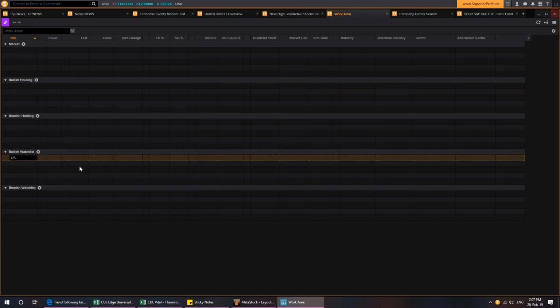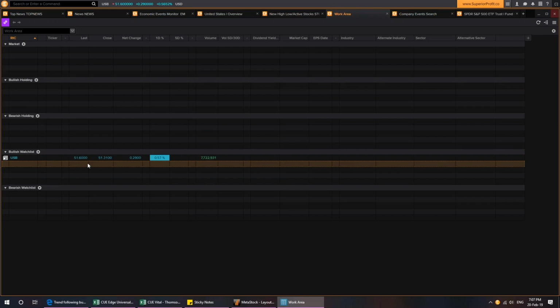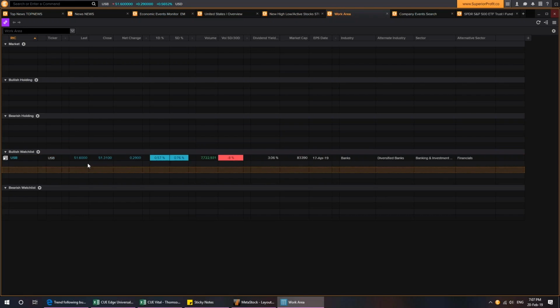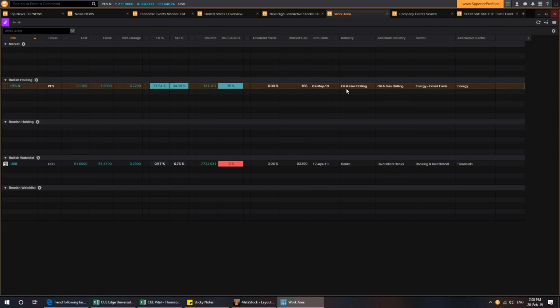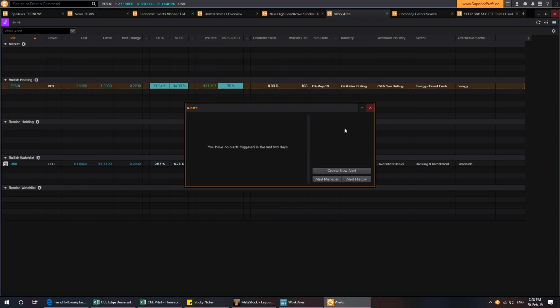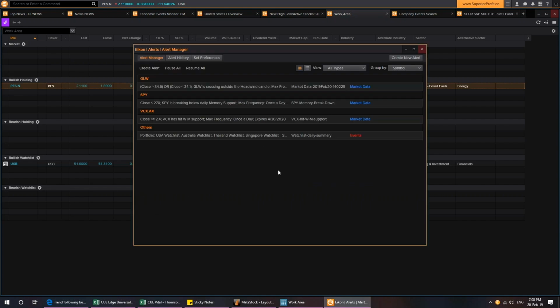So we found USB and PES. If I'm probably going to buy them tomorrow, then I'm going to add them to my bullish watch list. Once I have bought it, I can move it to my bullish holding and track them. How do I track them? I need to place an alert for when to close the stock with profit or with loss, whatever be the case. And I can use the alert setter that is available.